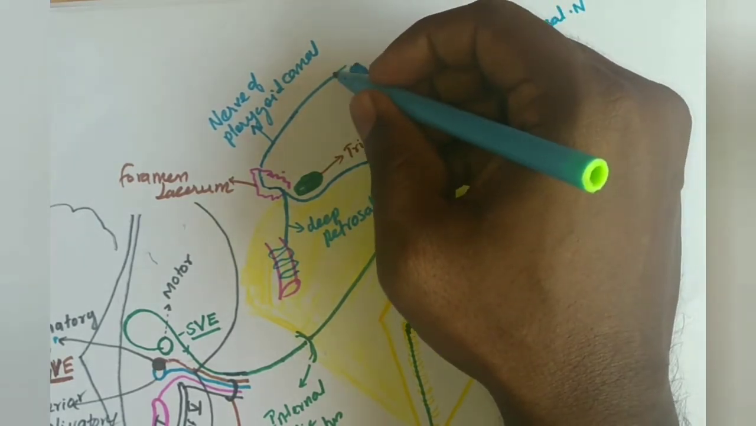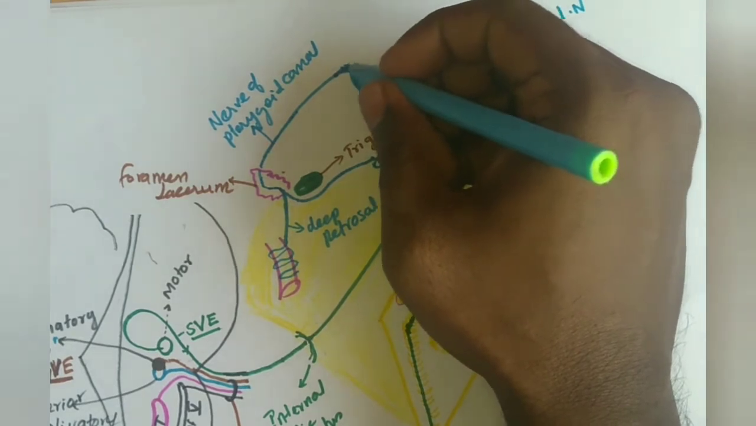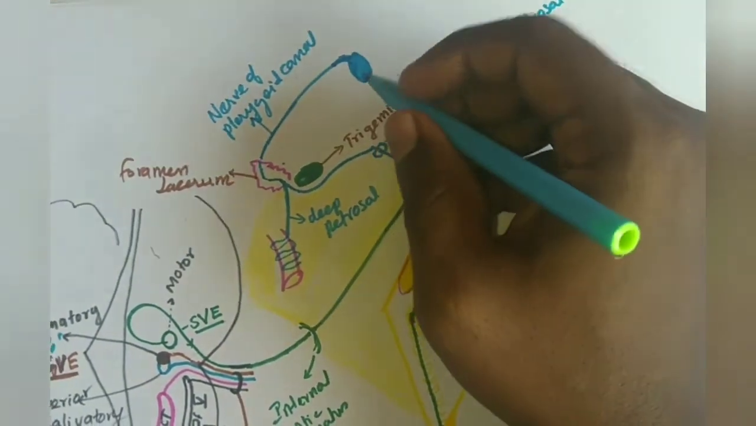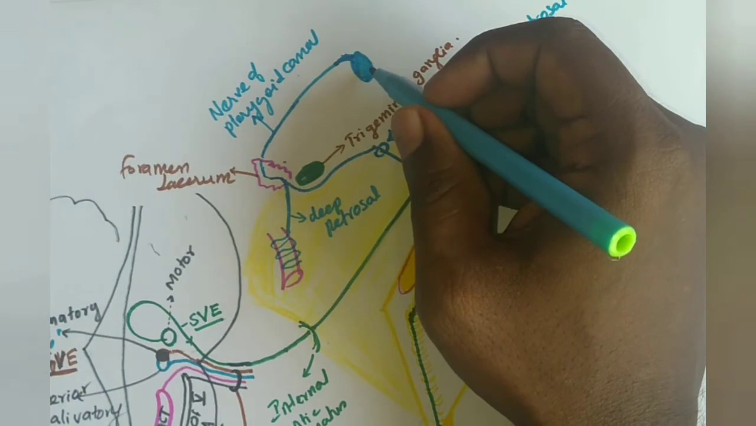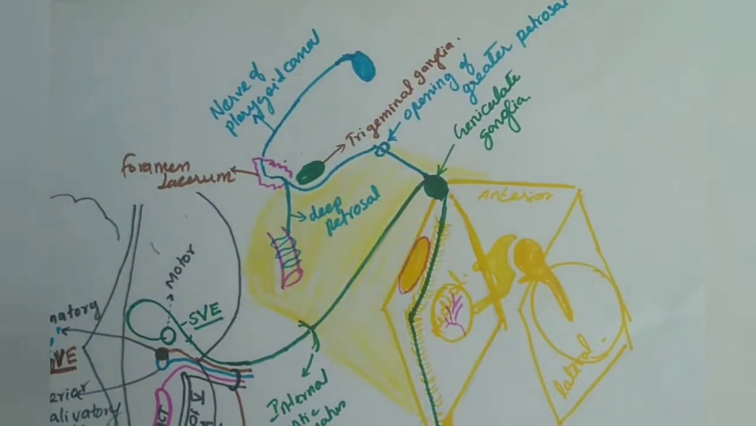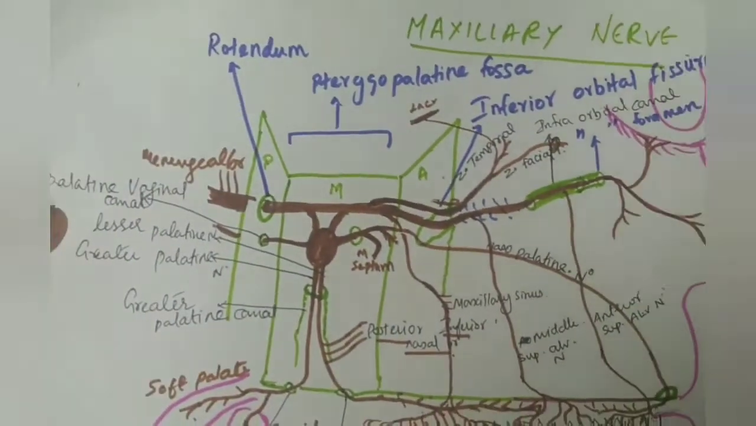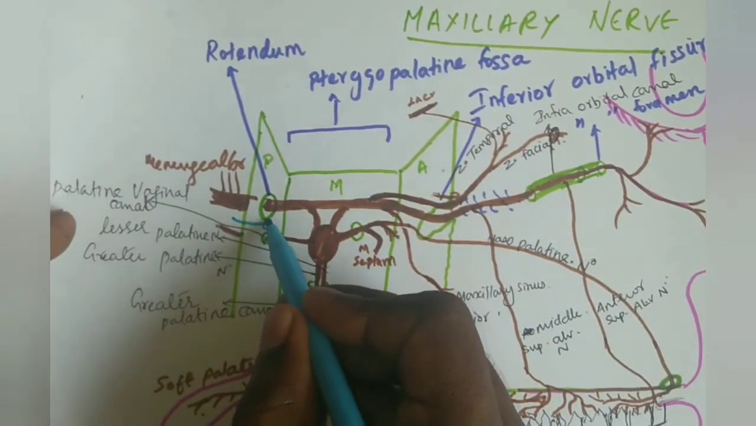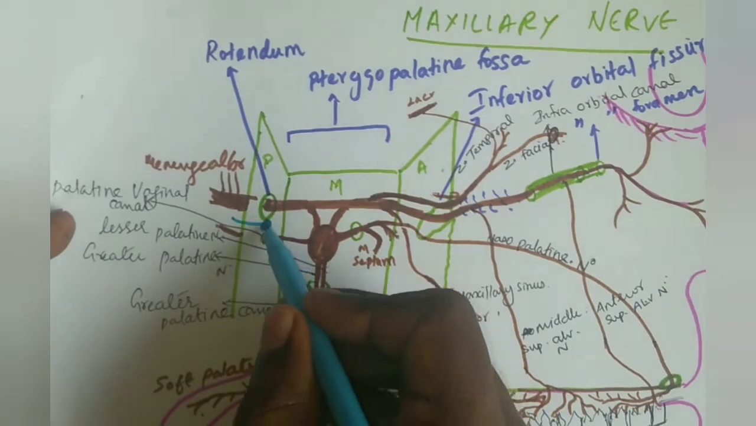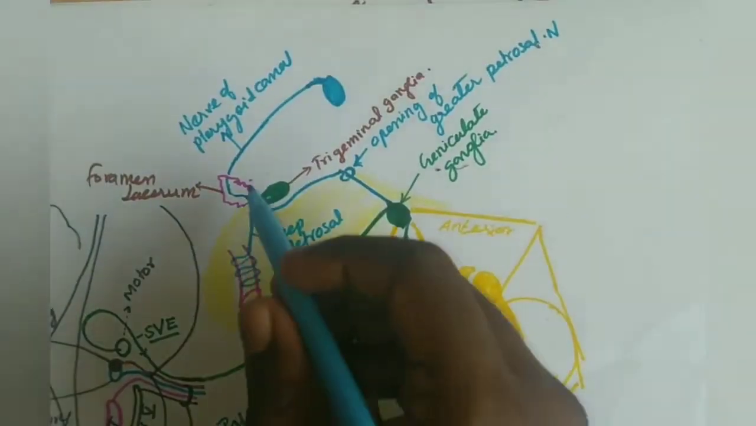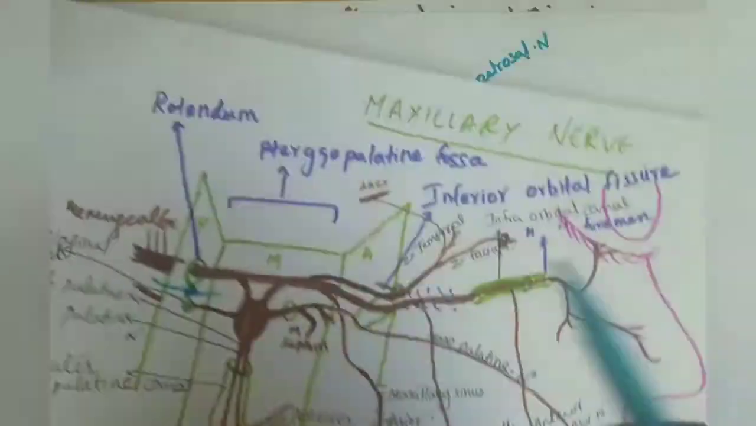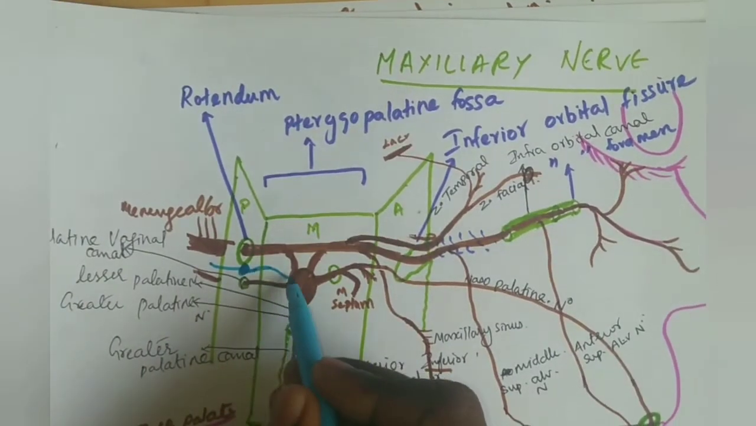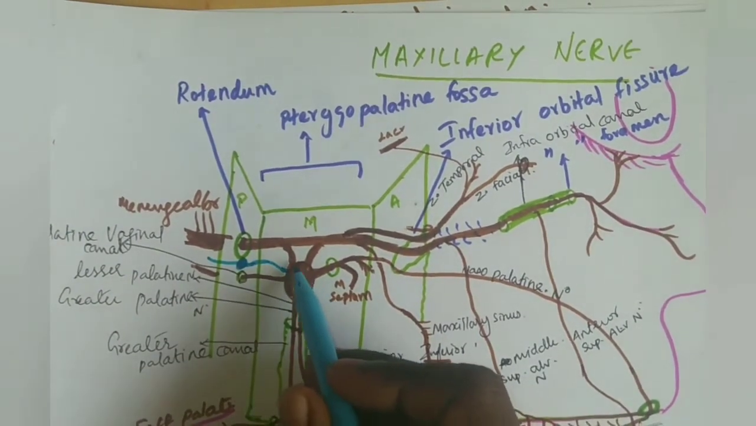This nerve of the pterygoid canal will join with one important ganglion in the pterygopalatine fossa, that is the pterygopalatine ganglion. Already we have studied the pterygopalatine ganglion in relation with the maxillary nerve. Here is the maxillary nerve. The nerve of the pterygoid canal enters through this canal, the pterygoid canal, through which it communicates with the pterygopalatine ganglion.